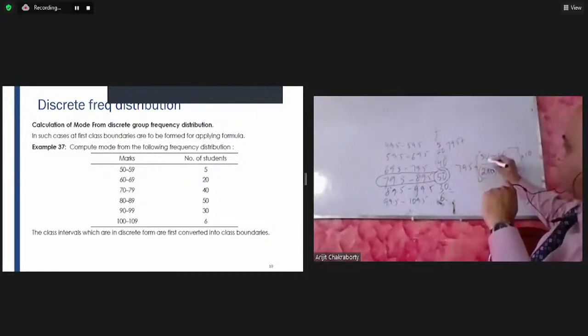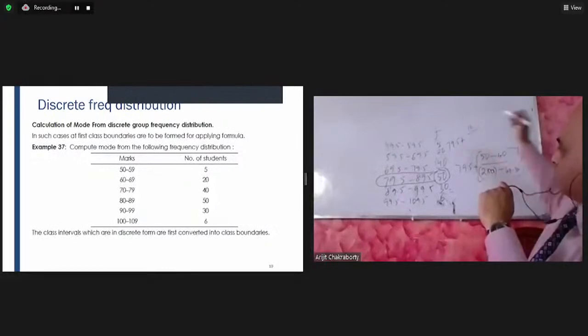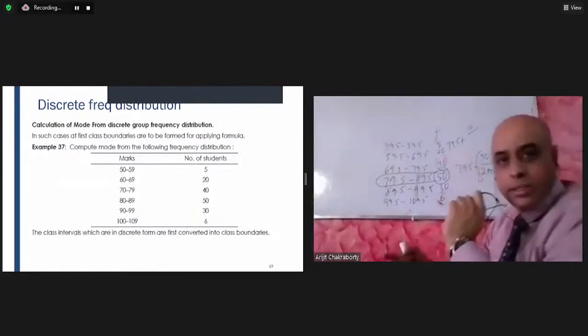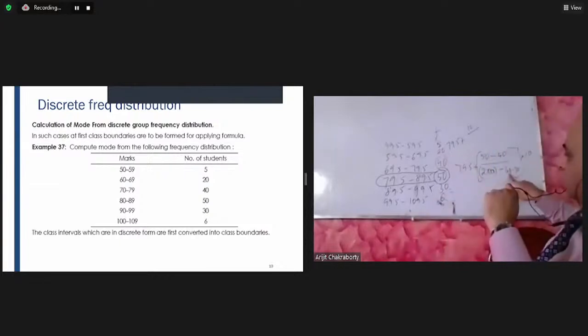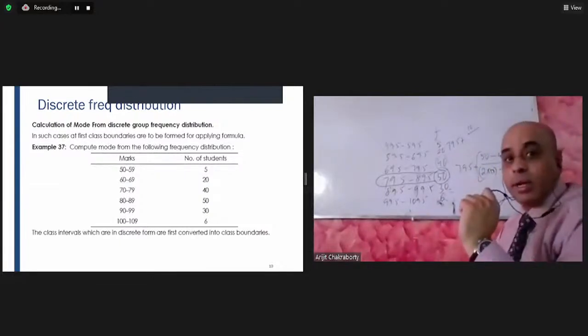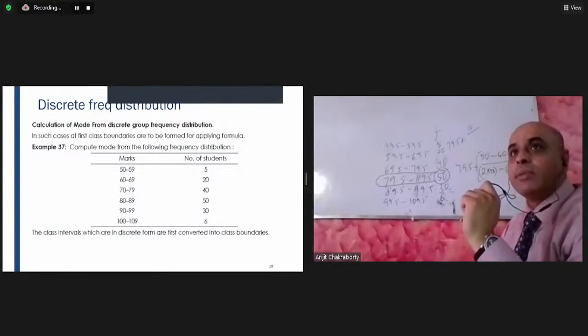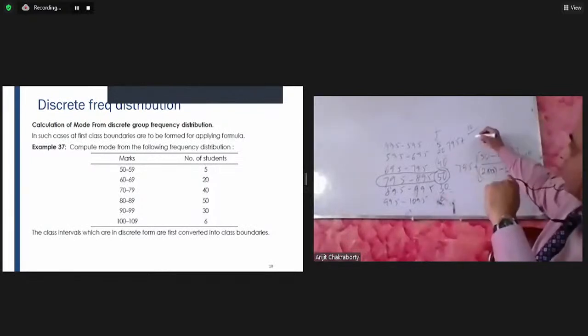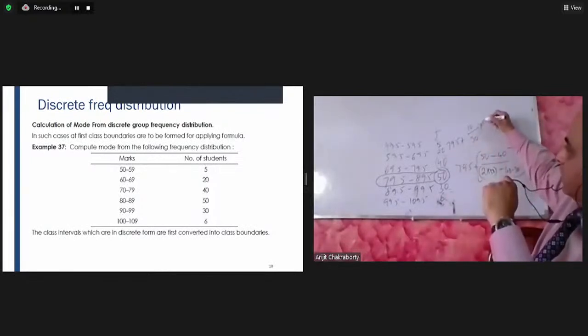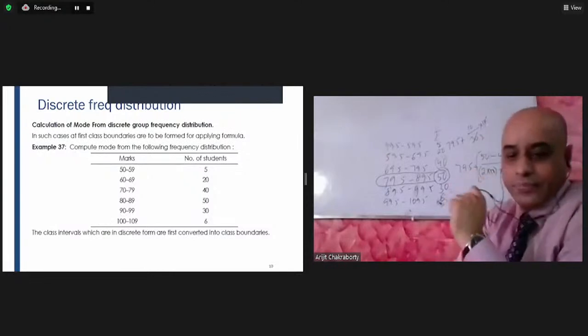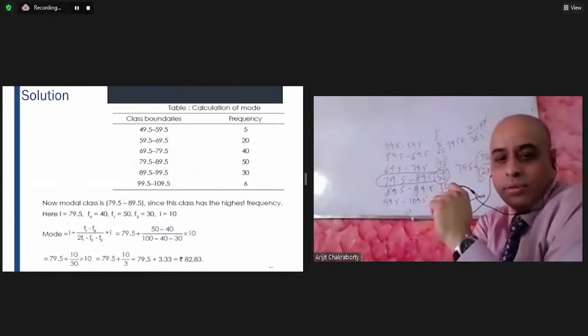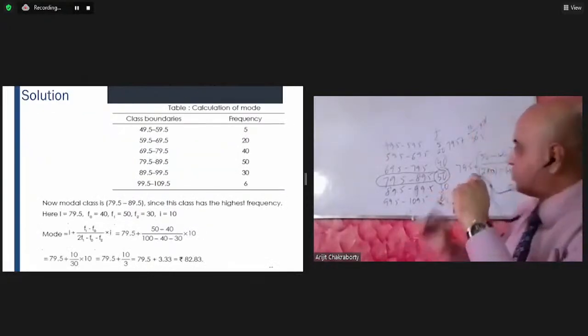79.5 plus 50 minus 40 is 10 in the numerator. In the denominator, I am getting 2 into 50, that is 100. 100 minus 40 minus 30, that is 100 minus 70. So in the denominator, I am getting 30. Okay, so I am writing 30 here multiplied by 10. So 10 tens are 10 threes are 30. So I'm getting 10 by 3. Okay, so 10 by 3 is approximately 3.33.